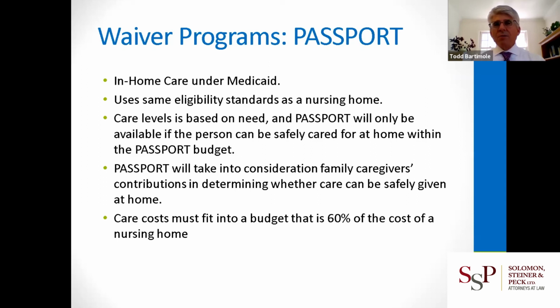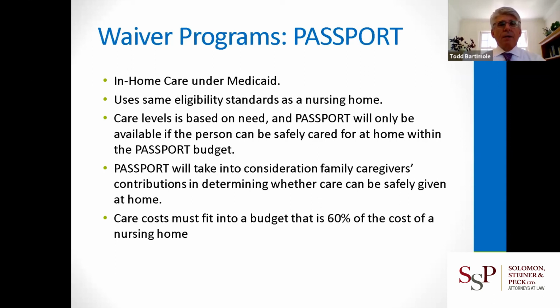Essentially, the budget amount is about $35,000, $36,000 a year. It's 60% of what the state thinks the average cost of a nursing home is. And as long as they can provide safe care at home for that amount, they'll approve the case. You still need to have an intermediate level of care. It's the same kind of requirements. If you have someone who has dementia, they would qualify also.